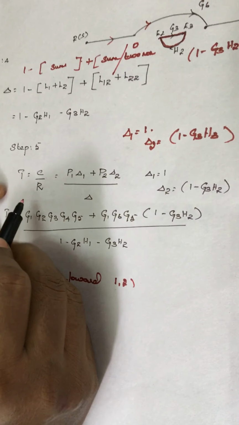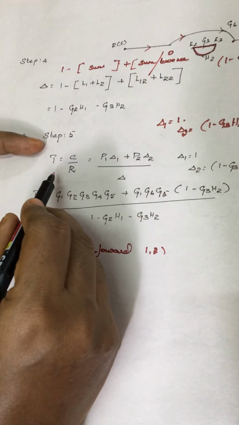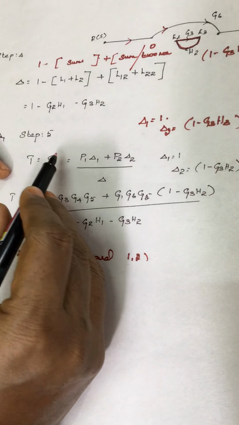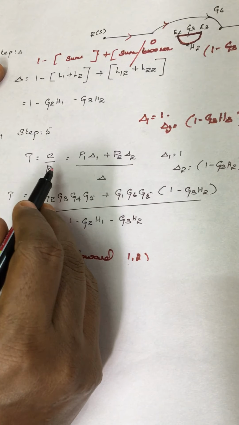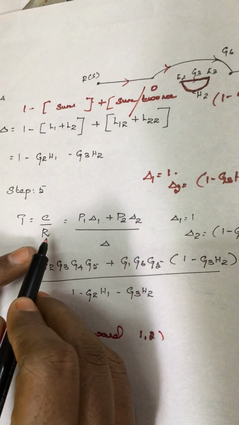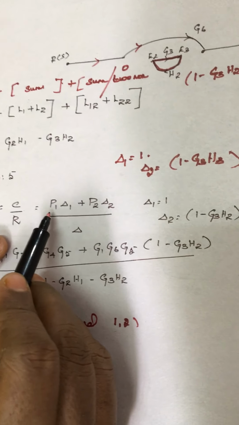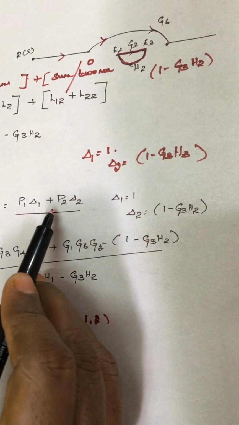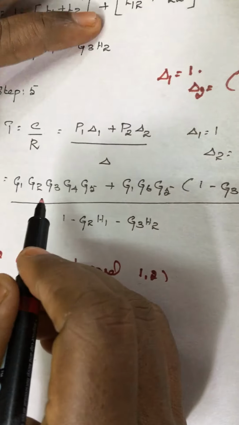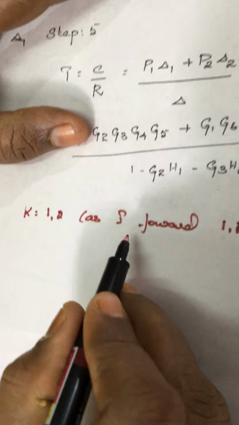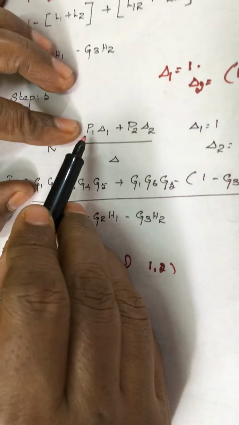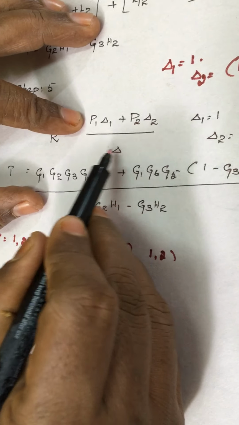And step number 5, we are coming to the end, that is nothing but the transfer function. Transfer function T is equal to C by R. What is C by R? Output divided by the input with initial 0 condition. This is said to be the transfer function, and we obtain it as forward path into the corresponding delta 1 plus forward path into the corresponding delta 2. I have taken K equal to 1 to 2 depending upon the forward paths I obtain. I have two forward paths, so I am having P1 del 1 plus P2 del 2 divided by delta.